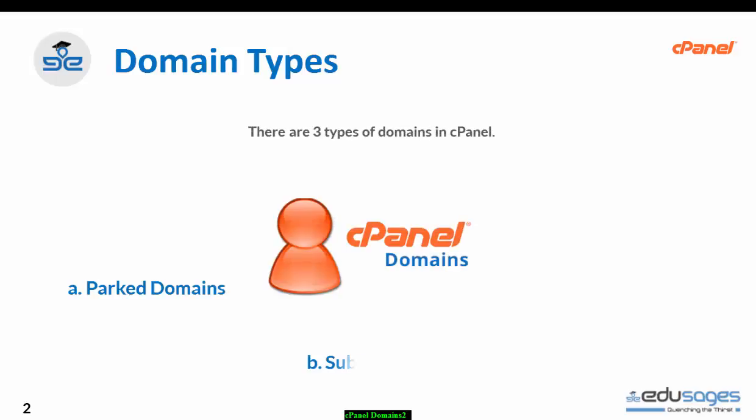Hello all, welcome to part 2 of cPanel domains. In this section, we will discuss the different types of cPanel domains and the changes these make to the backend files of a server, etc. In the first part, we discussed the main domain, and in this section, we will discuss the three types of domains in cPanel, that is path domains, subdomains, and add-on domains.